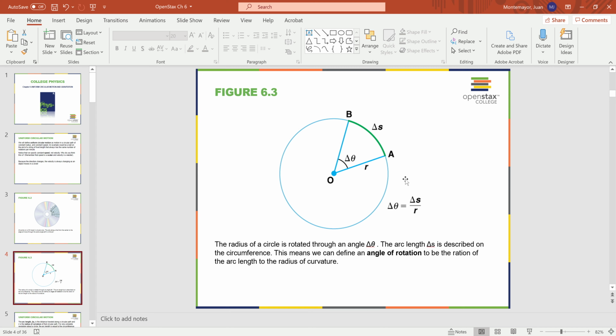The radius of a circle is rotated through an angle delta theta. The arc length delta s is described on the circumference. This means we can define the angle of rotation to be the ratio of the arc length to the radius of curvature. So we have our first equation here: delta theta equals delta s over r.